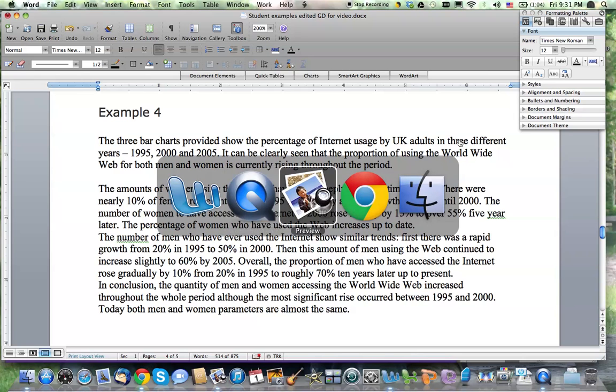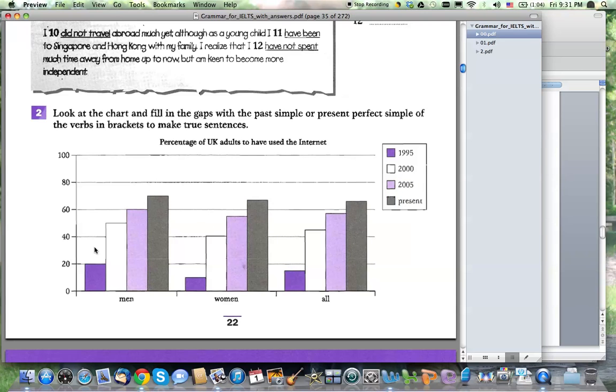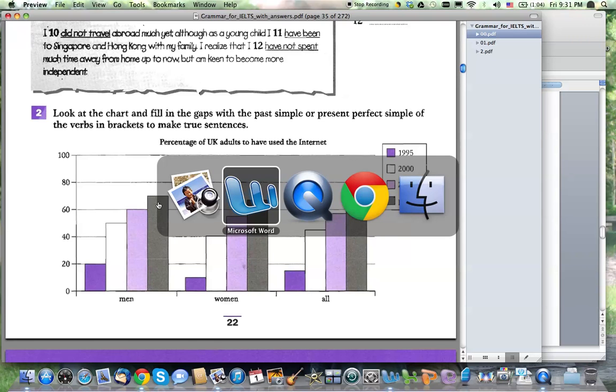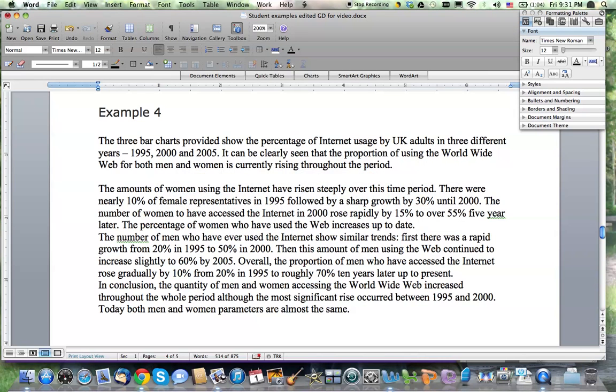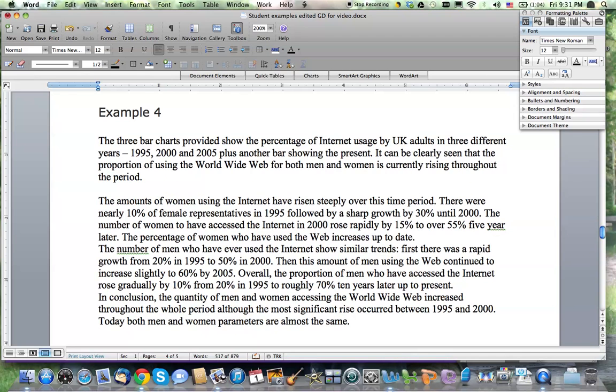Let's take a look at our graph and see what we need to add. It's actually 4 different years. 1, 2, 3, and then it has the present. It doesn't specify the year. Let's do this. Plus another bar showing the present. We'll add a dash here.